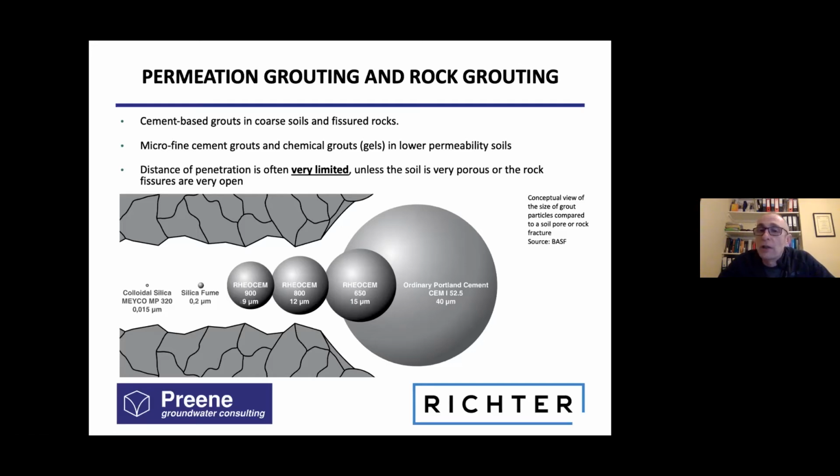There are more specialist grouts, some of which are true solutions, and some of which use colloidal silica, which are these particles here, which are around about 1/1000th the size of a cement particle. But these specialist grouts are much more expensive and much more specialized to use, but can provide effective results.